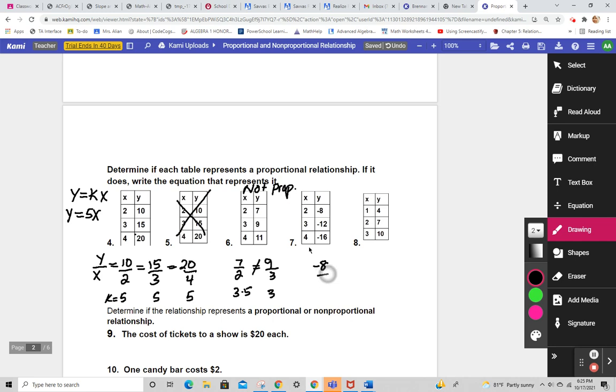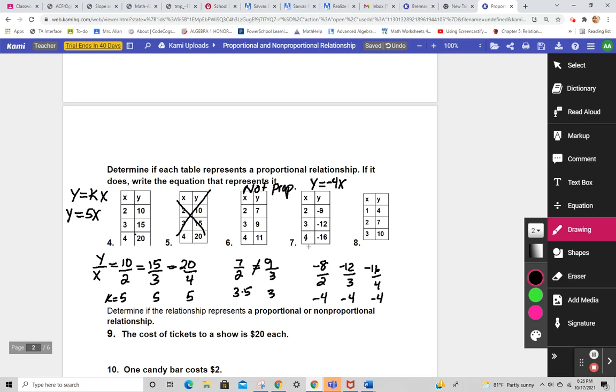Negative 8 divided by 2. Again, it's always y divided by x. That gives us negative 4. Negative 12 divided by 3 also gives us negative 4. And negative 16 divided by 4 also gives us negative 4. So this one here is a proportional relationship of the form y equals negative 4x, because negative 4 is the k value.